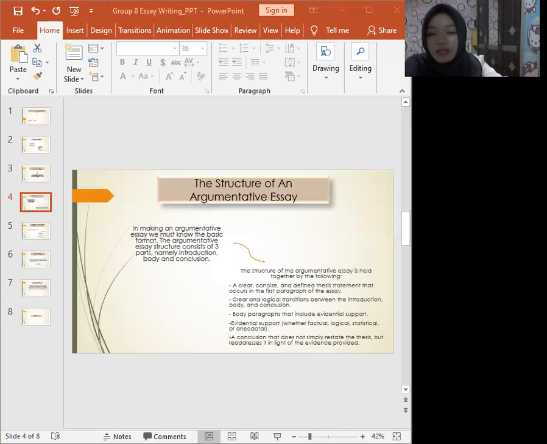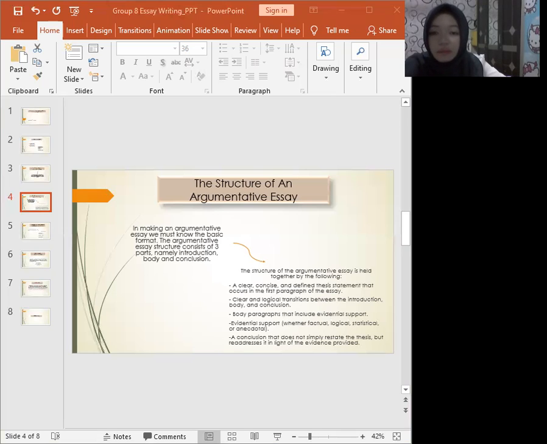And four, evidential support, whether factual, logical, statistical, or anecdotal. The argument essay requires your research accurate details and current information to support the thesis statement, and consider other points of view. Some factual, logical, statistical, or anecdotal evidence should support the thesis. However, students must consider multiple points of view when collecting evidence.